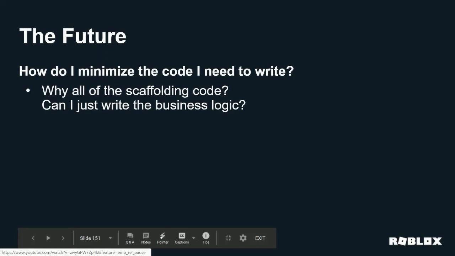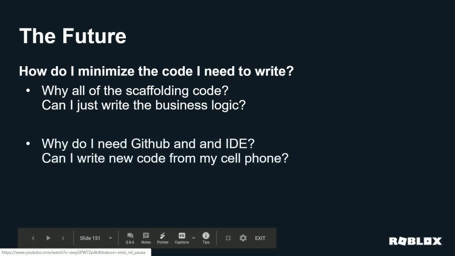A lot of our services look a lot the same, right? They all need to know requests per second. They all need to know RAM, CPU, et cetera, right? Or whatever we're using to cost things. But why do we have all that? Can I just write the business logic? How much can I get out of the way, right? And likewise, why do I need GitHub and an IDE?